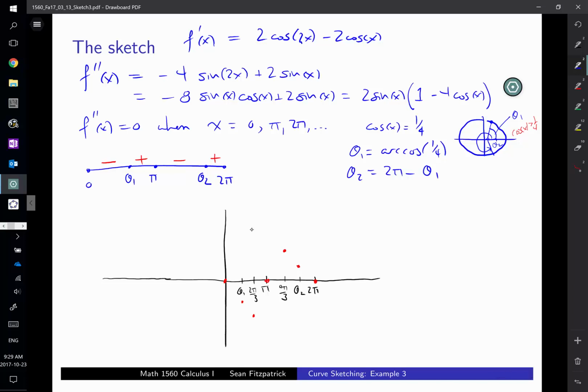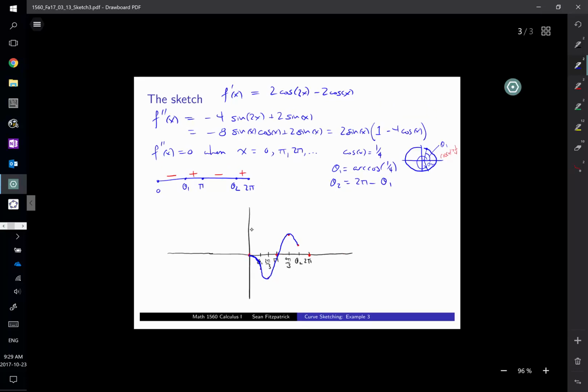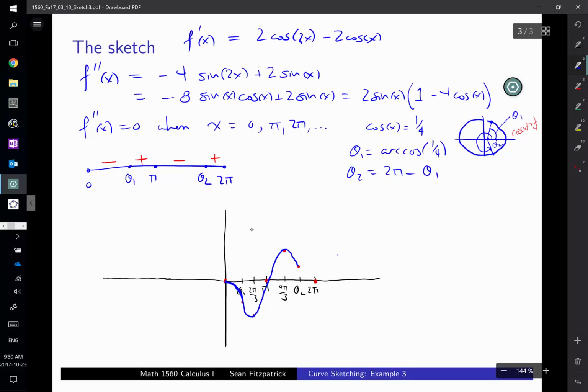Okay, so from 0 up to theta 1 we are decreasing and concave down. And remember we had a horizontal tangent at 0, so we go down like that. Inflection point at theta 1 we switch to concave up. We pass through the minimum. And we come up, we increase through pi. We become positive at pi. We head up through the maximum, back down. We become concave down at theta 2. Okay. And we head down to 2 pi.